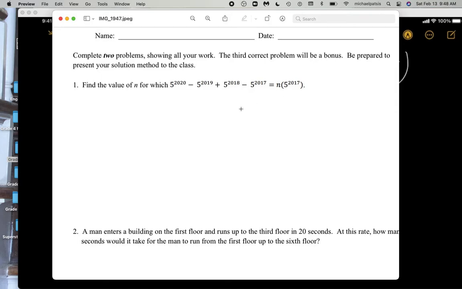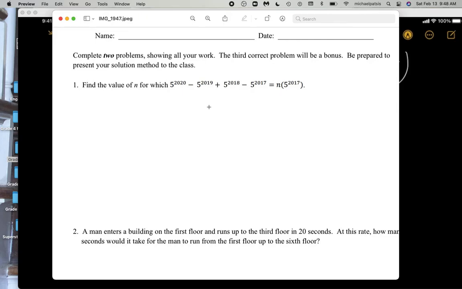Okay, the first thing you do when you have an exponent problem is you identify what operation is going on. So here it's clear we have addition and subtraction. Totally different than multiplication, as we'll talk about in a moment.